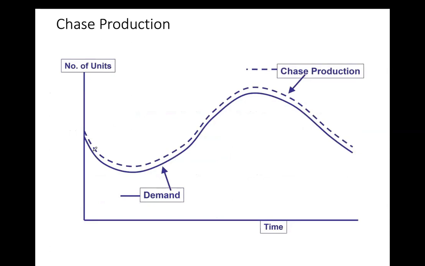This solid line represents demand. The broken line represents the production level. As you can see at this point, if this is the demand level, then this is the production level represented by the broken line. As demand level goes down, production level also goes down. If demand level goes up, production level also goes up. So production is essentially chasing the demand curve, and therefore this strategy is called chase.